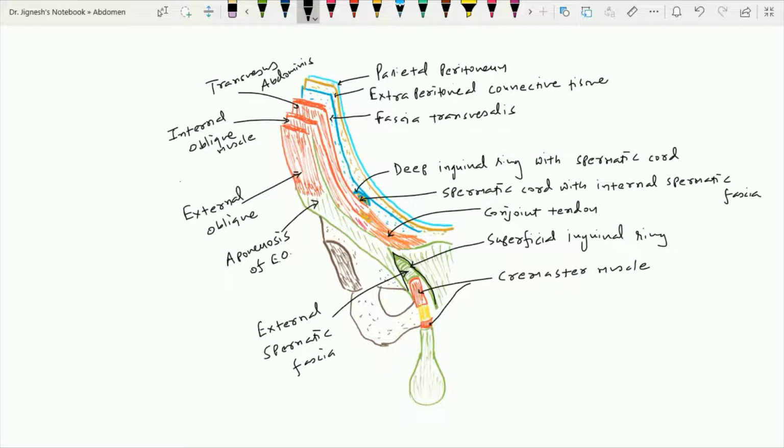So at the end, we can say that when the spermatic cord passes from the deep inguinal ring to the superficial inguinal ring, it is covered by three fascias or three coverings: one from the fascia transversalis, that is the internal spermatic fascia, one from the internal oblique, that is the cremaster muscle and cremaster fascia, and one from the external oblique aponeurosis, that is the external spermatic fascia.